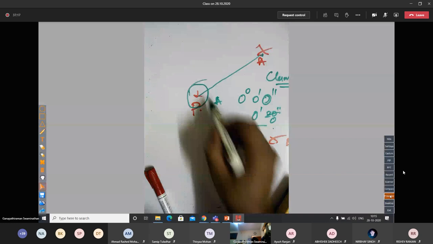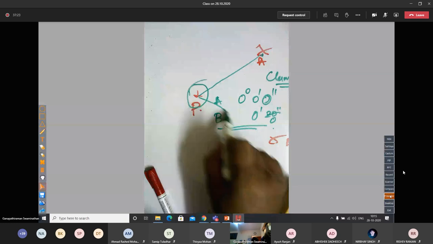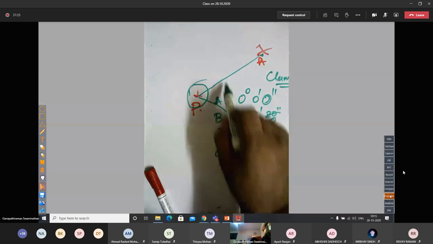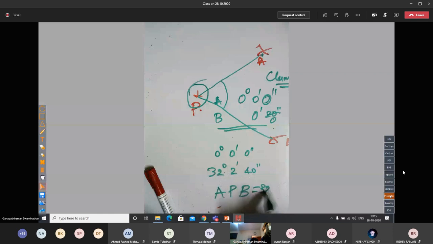Now I swing the telescope using the upper clamp and then bisect the point B. So find out what is the reading. Suppose it is 32 degrees, 2 minutes and 40 seconds. What does it mean? Angle APB is 32 degrees, 2 minutes and 40 seconds. You get the point? Right?